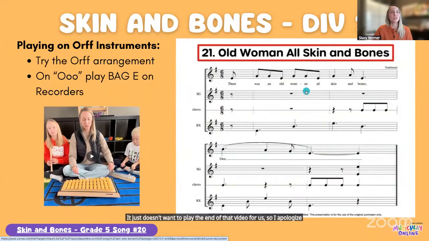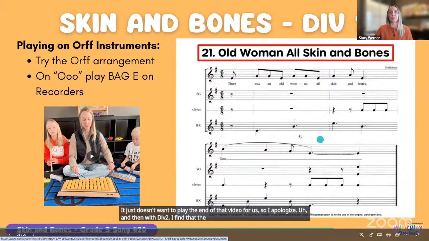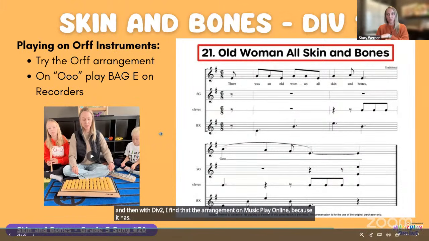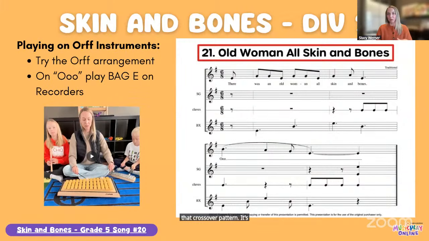And then with Div 2, I find that the arrangement on Musicplay Online, because it has that crossover pattern, is a little bit more appropriate for grade 4, grade 5 level. And it's also a great one to play the ooh sounds now on recorder because we're using B-A-G-E. So if you're doing some recorder review with your grade 5s, that's a really great review of those 4 notes. And then you can maybe bring it in for grade 4 a little bit later in the year.